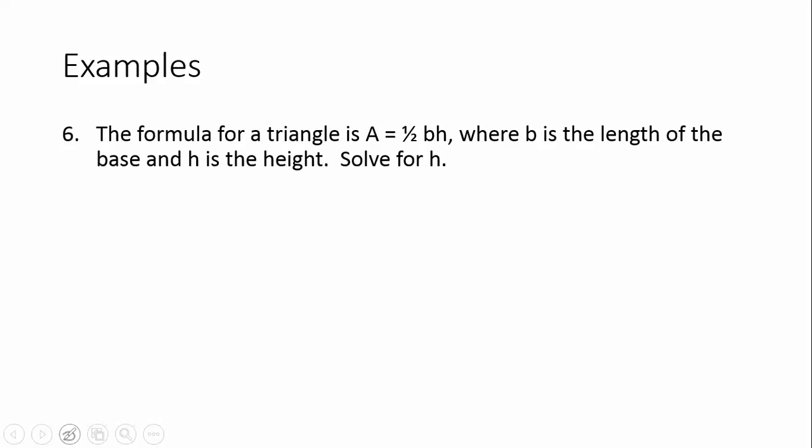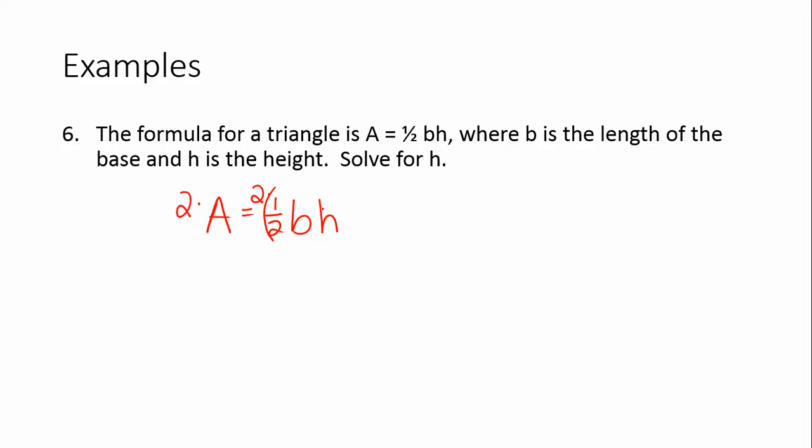The last example looks at the formula for the area of a triangle. The formula for the area of a triangle is A equals 1/2 base times height, where b is the length of the base and h is the height. So solve for h. Here we have area equals 1/2 base times height. We want to solve for h. The easiest thing to do first is to get rid of the fraction, so we multiply the right side and the left side by 2.